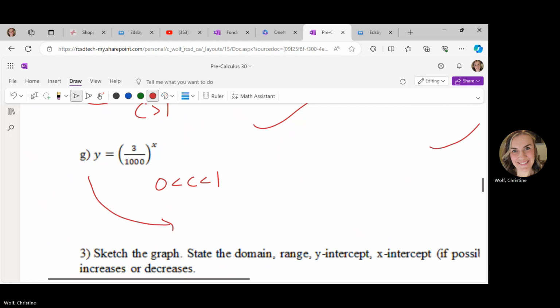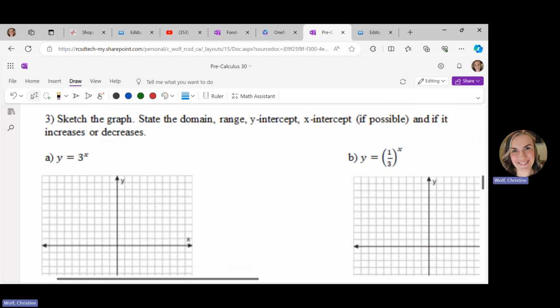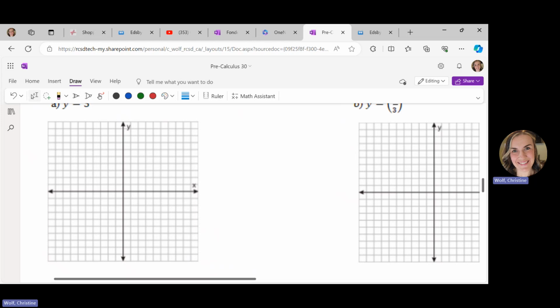Okay. We are going to quickly sketch 2 graphs from scratch. We're going to state the domain, the range, the y-intercept, the x-intercept, if possible. I shouldn't have even written that. We won't have an x-intercept today because we have that asymptote on the x-axis, so it shouldn't cross. But when we do transformations and we shift them, then we might have one. But today we won't. All right. Also tell me if it increases or decreases. Okay. So we are going to draw in our asymptote, a horizontal line where y is 0.